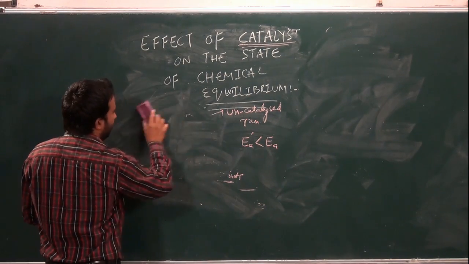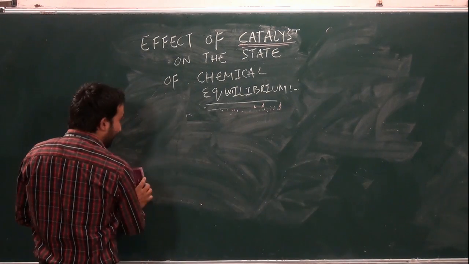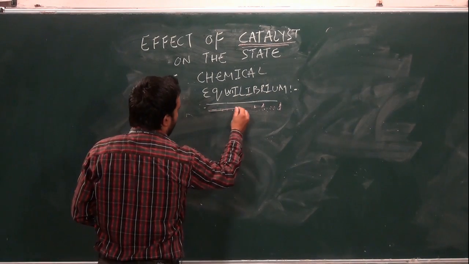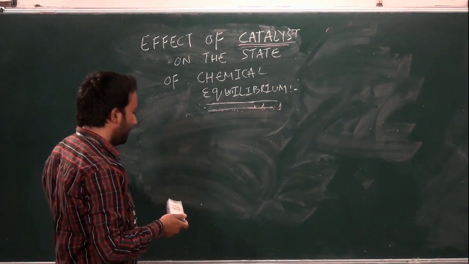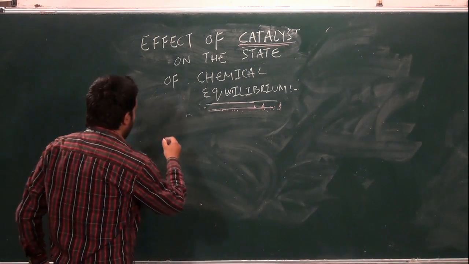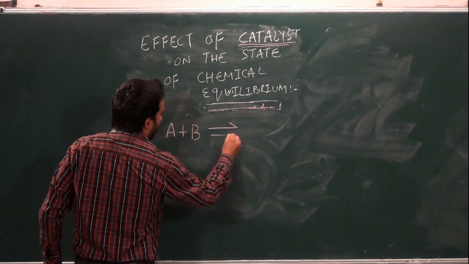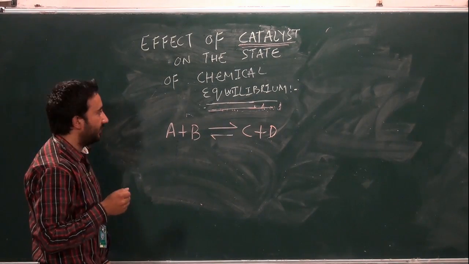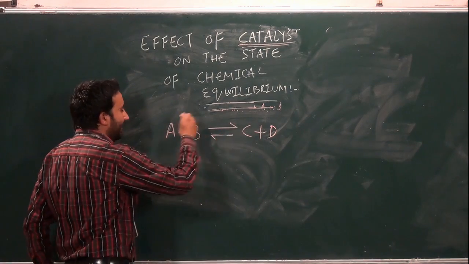So now we have the information regarding a catalyst, what its role is and how it performs its action. Now we can discuss the effect of catalyst on the state of chemical equilibrium. Suppose we have a reaction A plus B giving C and D. A and B are getting consumed and forming C and D.